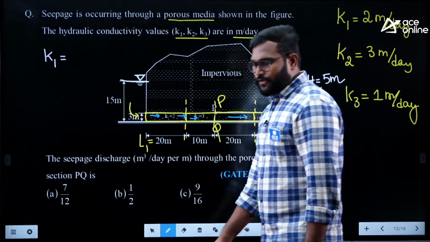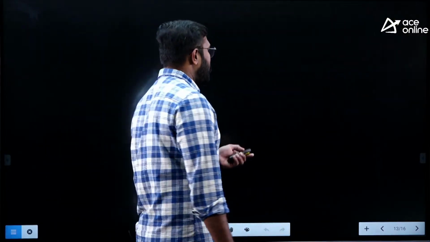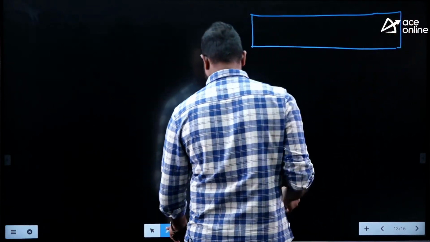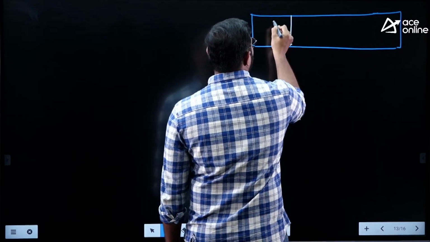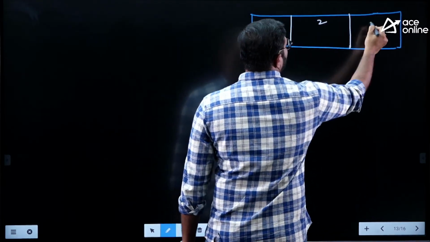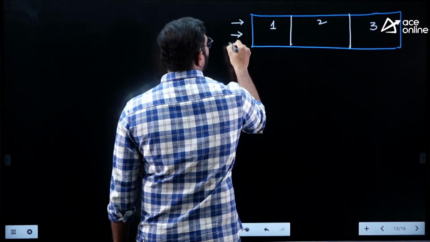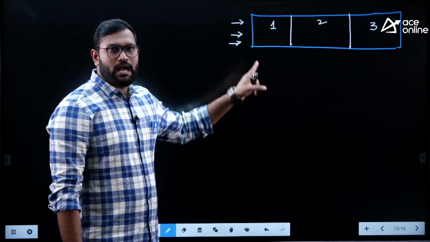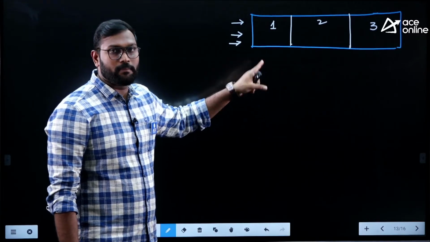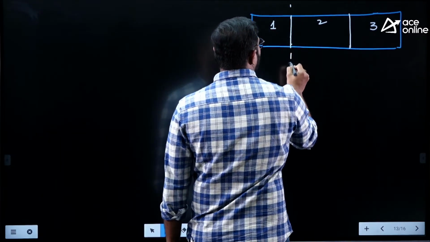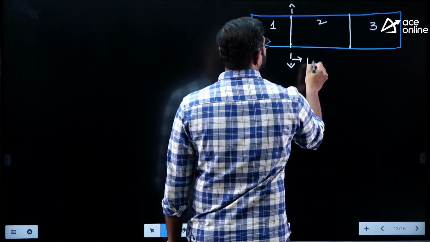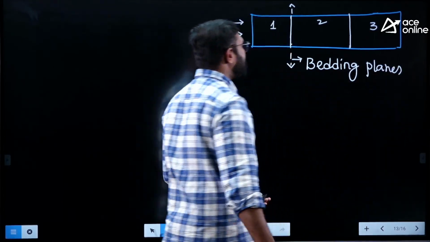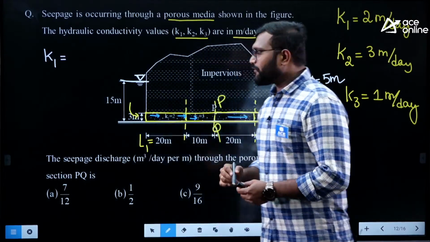Now you tell me, if I draw this separately, 3 different soils. So this is soil 1, this is soil 2, and this is soil 3. How is the flow happening? Is the flow happening perpendicular to the bedding plane or parallel to the bedding plane? It is a horizontal flow, but it is not parallel to the bedding plane, because these are the bedding planes. If you have understood this point, you would know the question I am asking: what is the flow rate at section PQ?